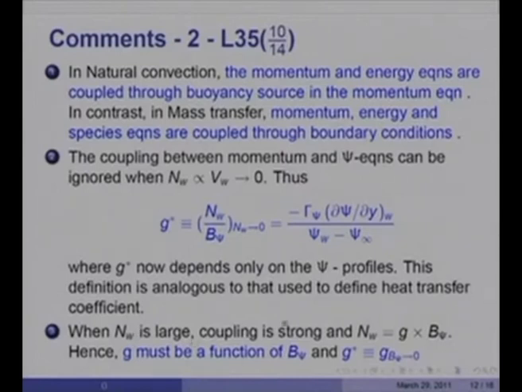When NW is large, the coupling between the momentum equations and the psi equation is strong, and NW equals g times B psi. Hence, g must be a function of B psi, and g star equals g when B psi tends to 0. Yes, g star is simply g with B psi tending to 0, but g will itself be a function of B, and perhaps even of Reynolds number, Prandtl number, and so forth, but we shall shortly see what the state of affairs is.